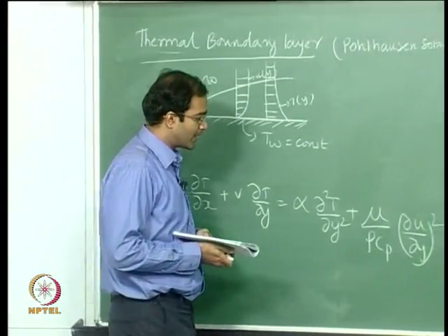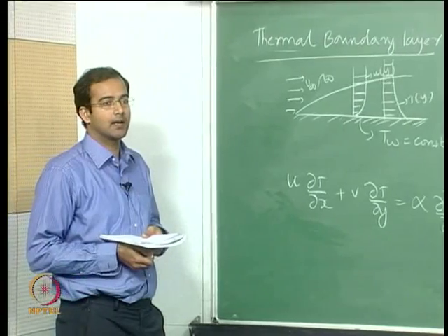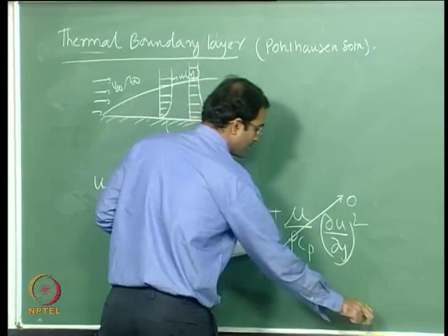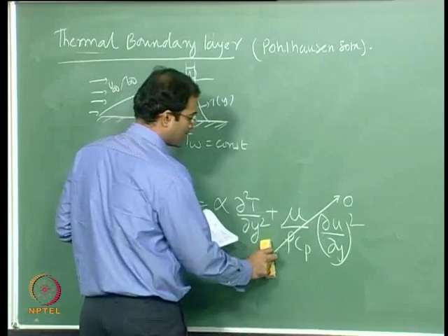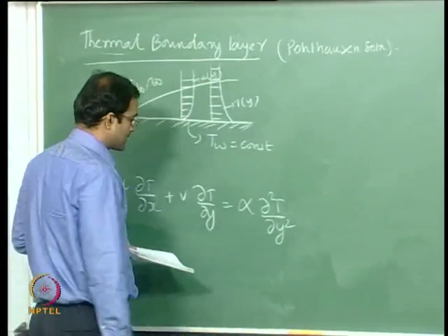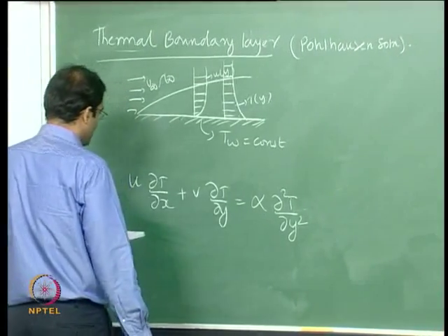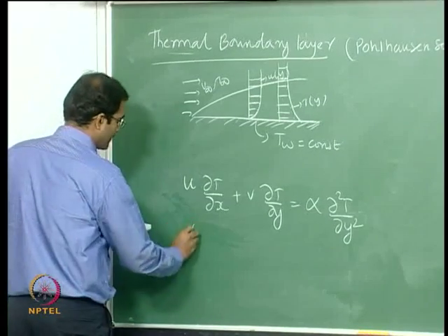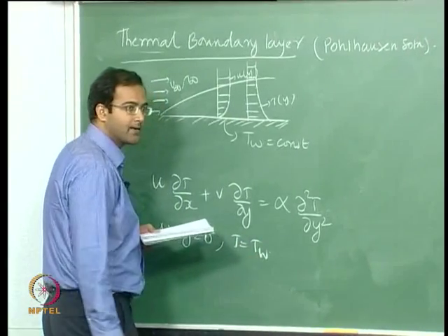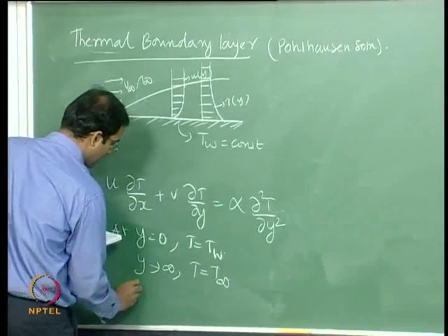So if you make an approximation that we are looking at only low speed flows and moderate Reynolds numbers, you can say safely that the viscous dissipation term can be neglected. It will not be exactly zero, but it can be neglected with respect to the order of magnitude of the other terms. Okay, so therefore it gets much more simplified. Now, what are the boundary conditions for this? At y equal to 0, T equal to T wall, right? And as y goes to infinity, and at x equal to 0.